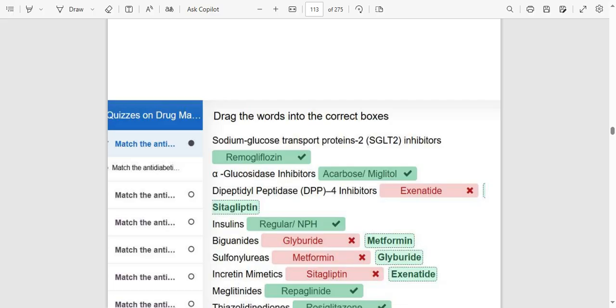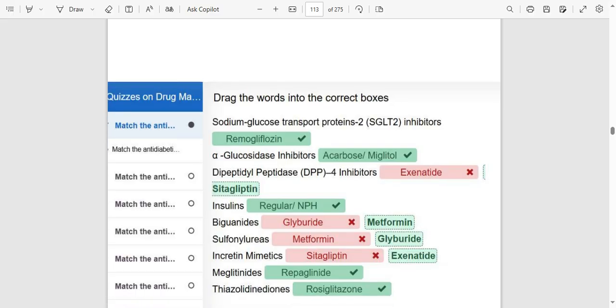And then for meglitinides, these end in -glinide. So if you see a drug that ends in glinide, you know it's a meglitinide, and they've got the same mechanism of action as the sulfonylureas. The TZDs, all of them end in glitazone. Glitazone, just like that.